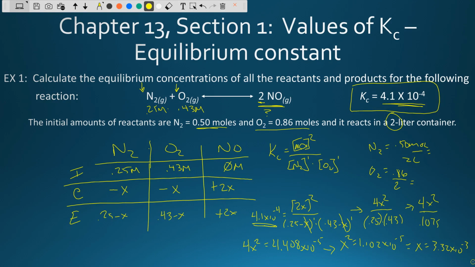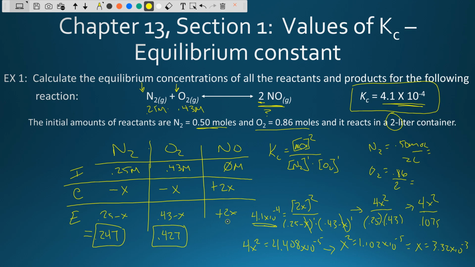Now that's my x value. That doesn't really tell me what I have in the end, does it? I have to go 0.25 minus my 3.32 times 10 to the negative third. And so what does that give me? Well, for my nitrogen, this technically gets me to 0.247. Okay? So again, I just plug that value in. Notice it changed very, very little because the x is such a small value. Now if I take a look at my oxygen, 0.43 minus my 3.32 times 10 to the negative third, that will end up giving me 0.427.